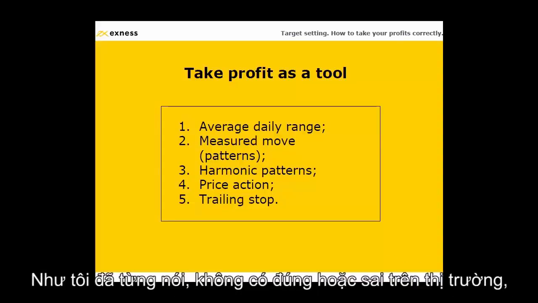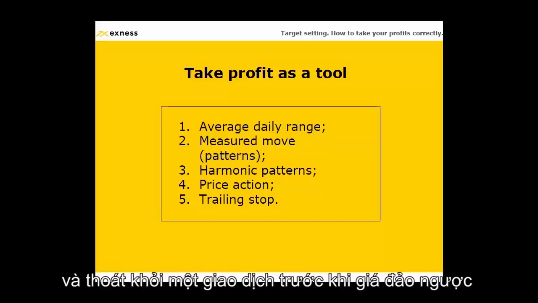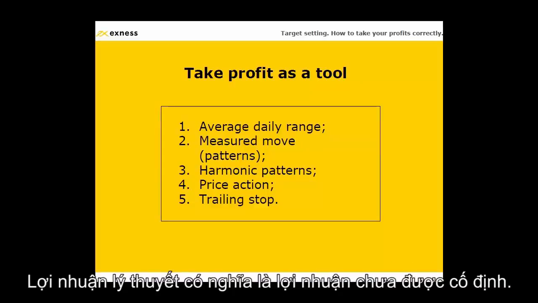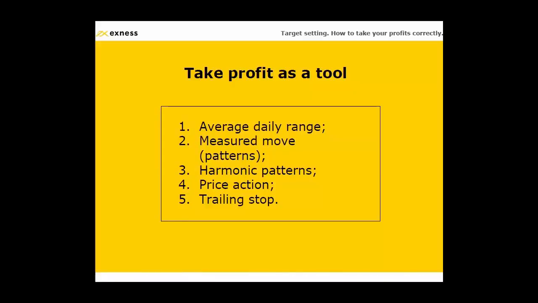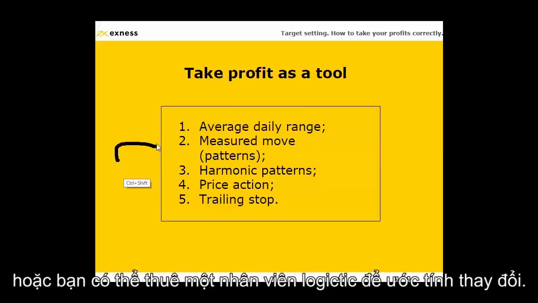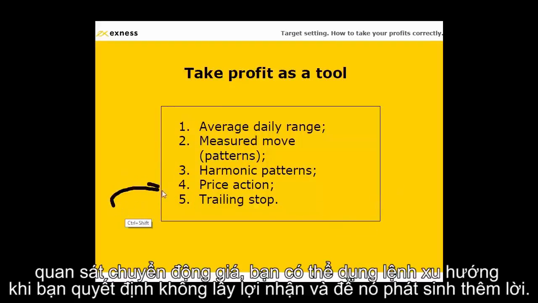And as I have said, there is no right or wrong in the market, but nevertheless there are several key principles that might help you to set more adequate targets and exit a trade before price reverses and you give back to the market most of your paper profits. By paper profit we mean profit that is not fixed yet. So there are several principles. First of all, you can take your profits using average daily range or daily volatility, or you can employ the logic of a measured move, or you can sometimes use harmonic patterns or harmonic numbers. Then you can observe price action, and finally you can use a trailing stop when you decide not to take your profit and let your profit run.